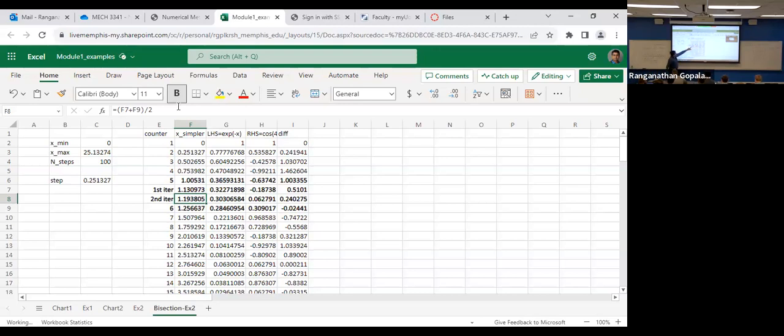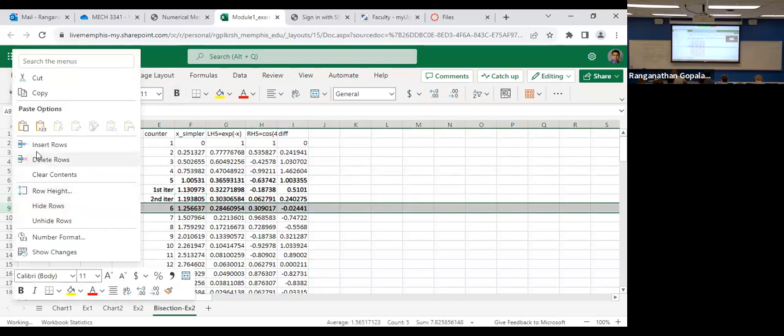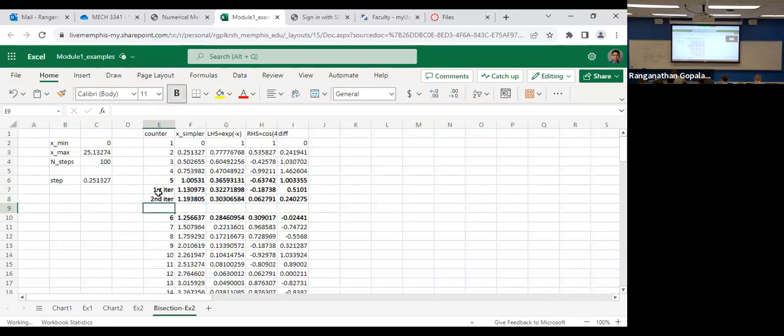Okay. So 1.19, 1.25. Squeeze it even more. So add one more row. We'll call it third iteration. And the third iteration has to be the midpoint of 1.19 and 1.25. And turns out, at the third iteration, the difference is still positive.